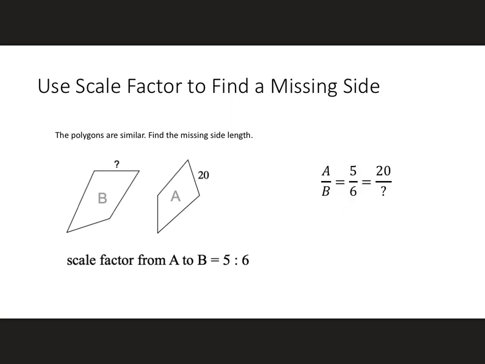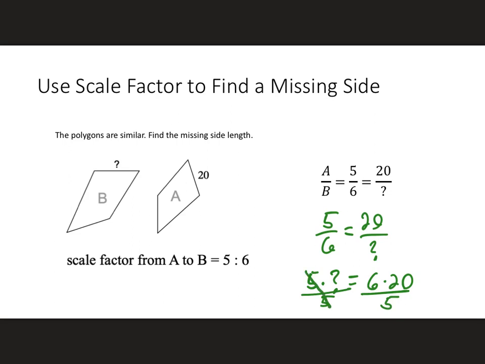So now we can just use a piece of this proportionality statement in order to find the missing side length. We'll use the part that has the scale factor and the part that has the 20 over the question mark. So 5 over 6 equals 20 over question mark. We can then use the cross product property to find out that 5 times the question mark value will equal 6 times 20. Then to completely isolate our variable, we will divide both sides by 5.